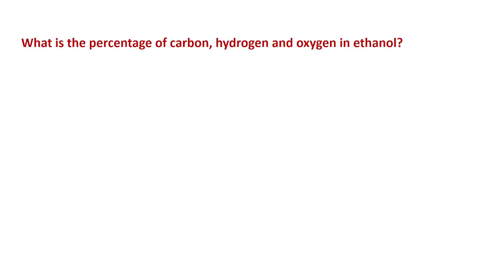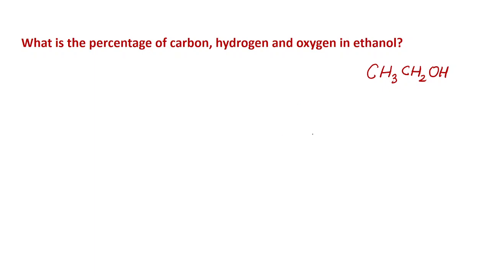Here one question is given. Now what is the question? The question is that what is the percentage of carbon, hydrogen and oxygen in ethanol? Now for ethanol, first of all you need to know what is ethanol. So ethanol has a formula CH3CH2OH. So now here you have to calculate the percentage of carbon and hydrogen and oxygen in ethanol.